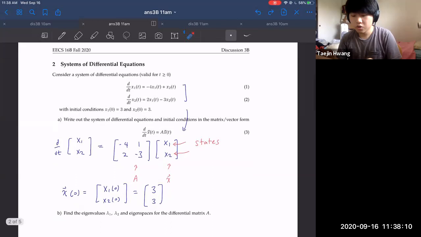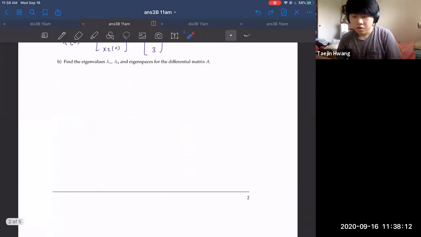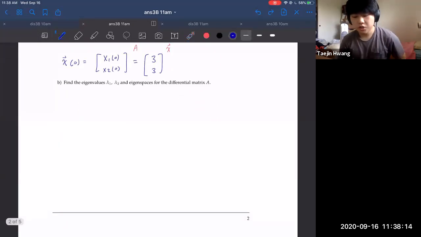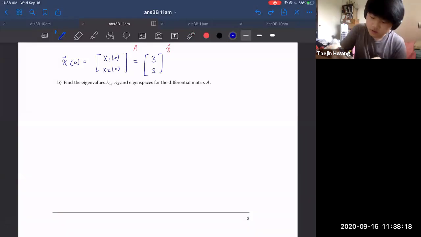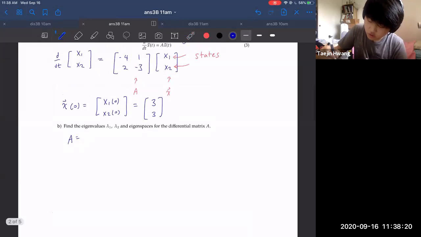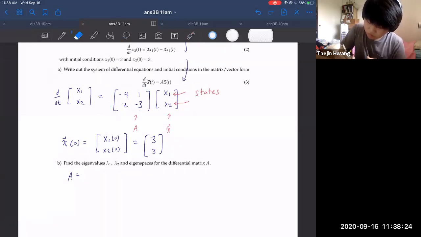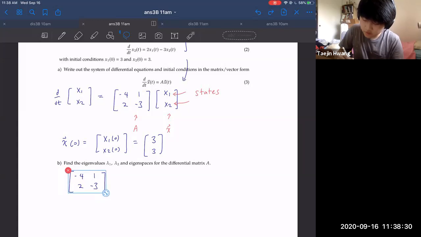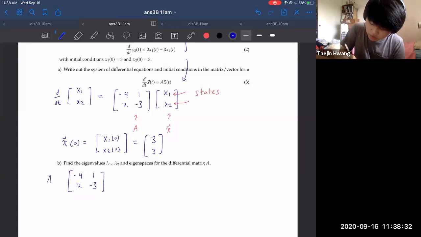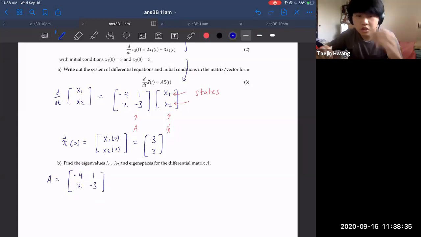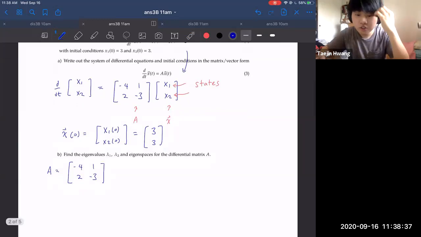Okay, if we don't have any questions, the next step in solving is to just find the eigenvalues and eigenvectors of this matrix A. And let's just copy this over. I'm not going to spend too much time on actually solving the eigenvectors and eigenvalues, since this should be familiar or review from 16A or 54, hopefully.